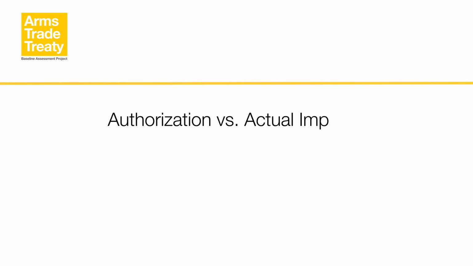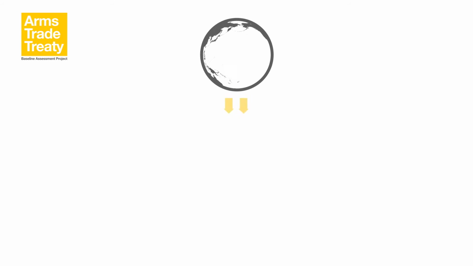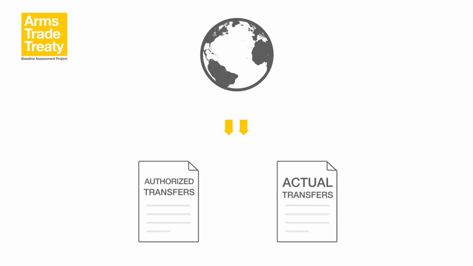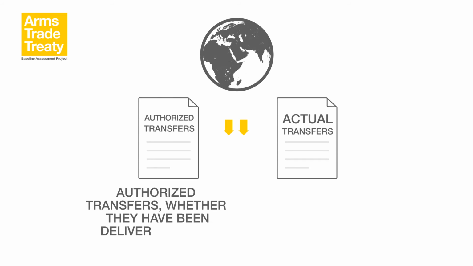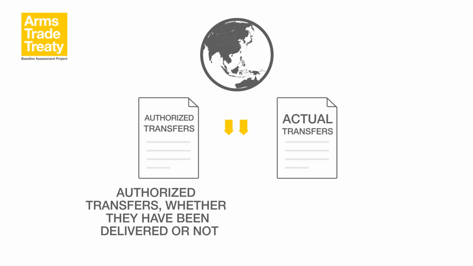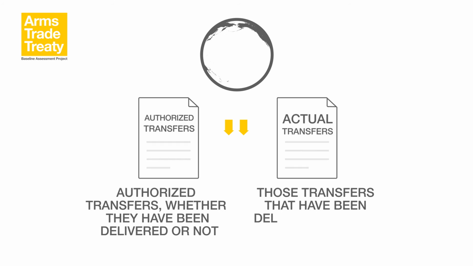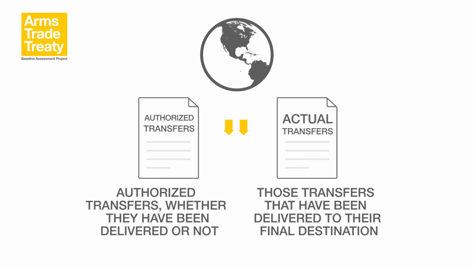Authorization versus actual imports and exports. The ATT requires states parties to report on authorizations and/or actual exports and imports of the 8 categories of conventional arms covered under Article 2, paragraph 1 of the treaty. This allows states to provide information on 1. authorized transfers, whether they have been delivered or not, or 2. those transfers that have been delivered to their final destination.